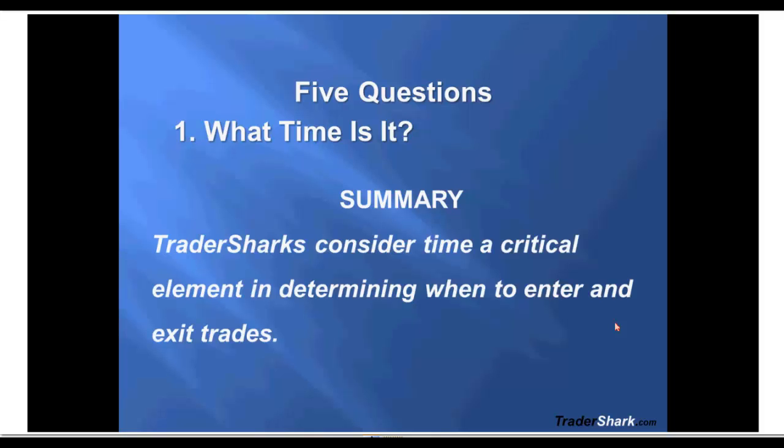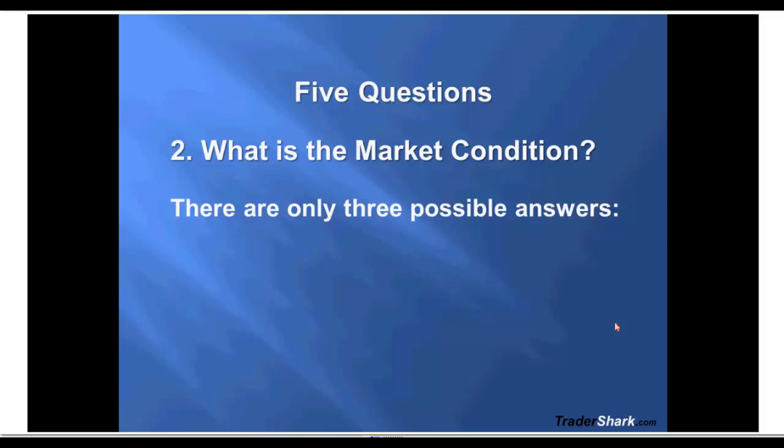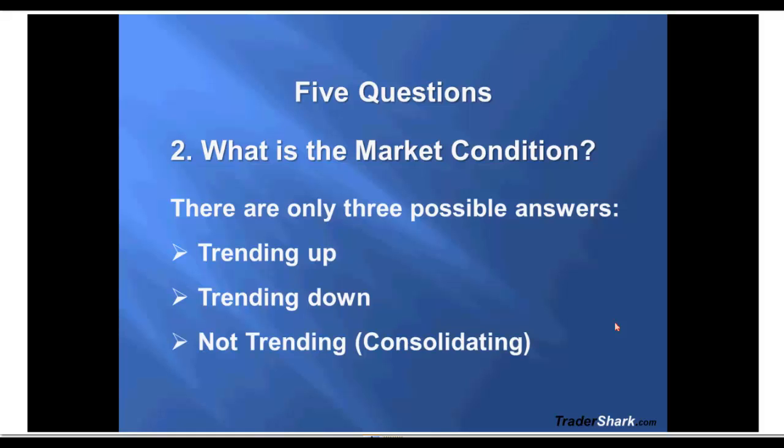Summary, real quick. TraderSharks consider time a critical element in determining when to enter and exit a trade. Fair? Fair enough? So, what's the market condition? Market condition, there's only 3 possible answers, right? Actually, I think there's 4. Number 1, the market could be trending up. The market could be trending down. The market could not be trending or consolidating. Or the other. The other.